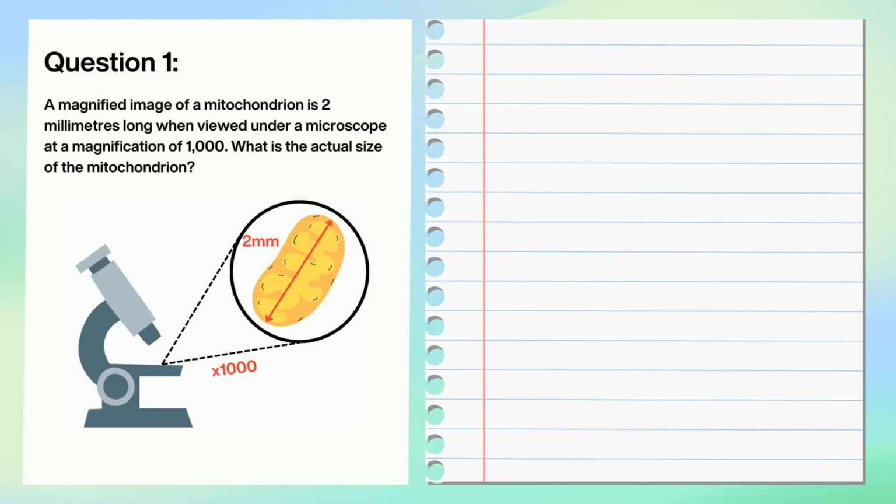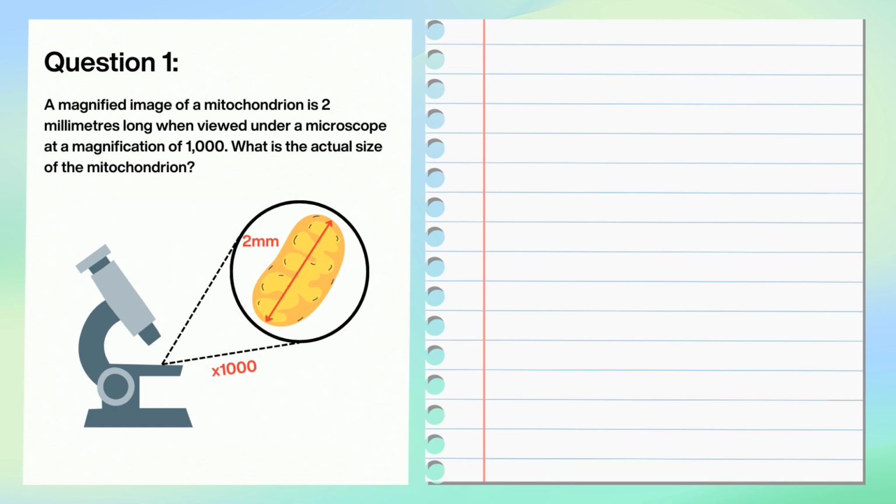A magnified image of a mitochondrion is 2 millimeters long when viewed under a microscope at a magnification of 1000. What is the actual size of the mitochondrion? Pause here to have a go yourself. Now, let's walk through the answer together.